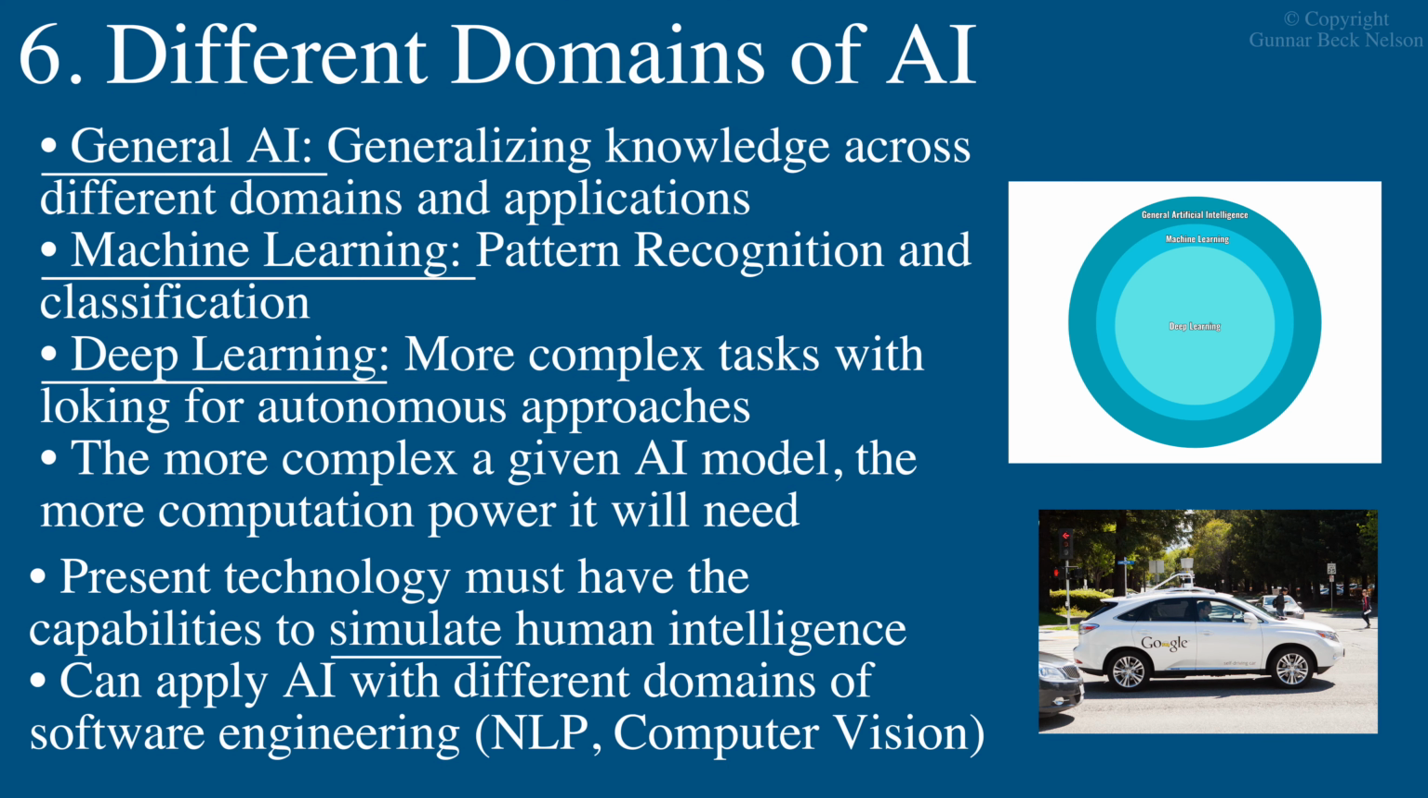Understanding how the different domains of artificial intelligence have been organized over the decades, and based on the foundations of how neural networks are made, we have general AI, machine learning, and deep learning. The different domains of software engineering can utilize different disciplines of artificial intelligence, depending on the complexity and computation of the tasks, such as natural language processing and computer vision.